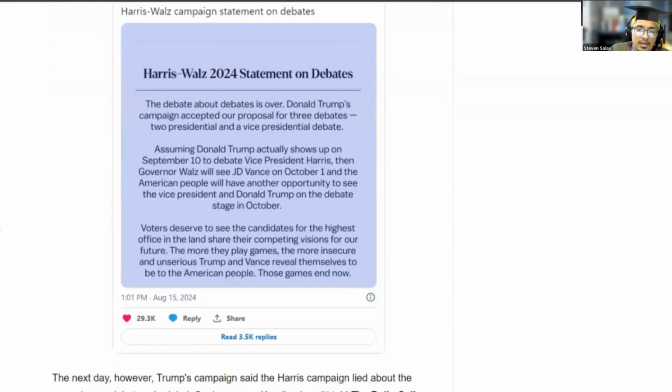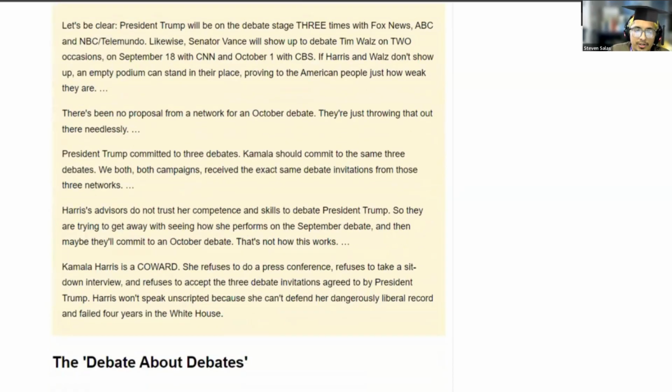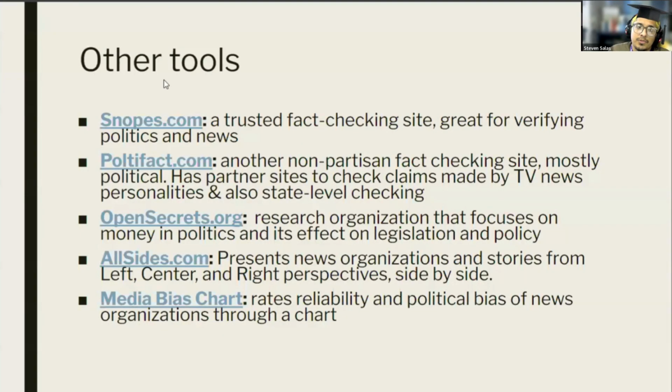So please do your research, and you can use these tools to see if any of this is correct or not. PolitiFact, another nonpartisan fact-checking site, mostly political, has partner sites to check claims made by TV news personalities and also does state-level checking.